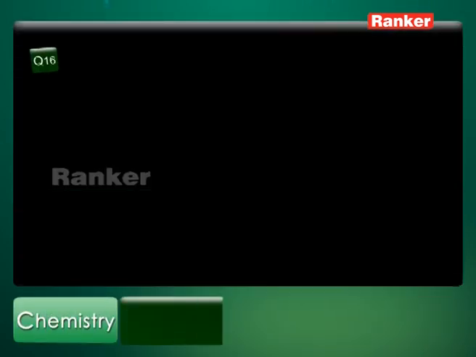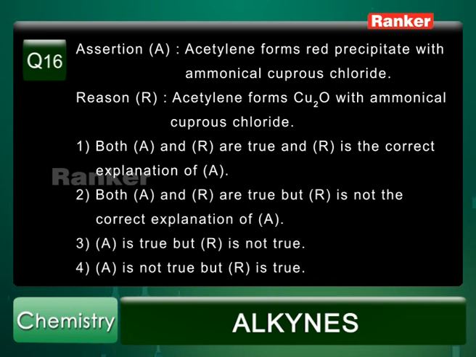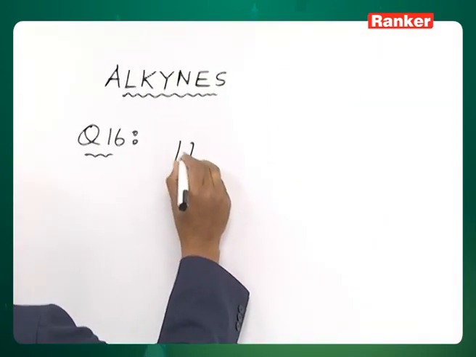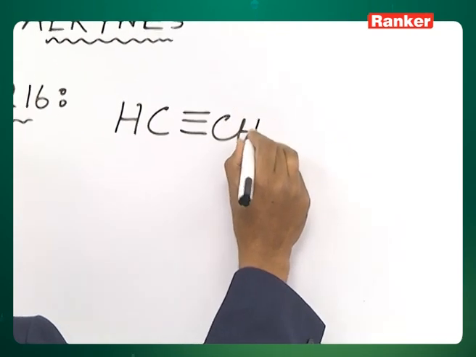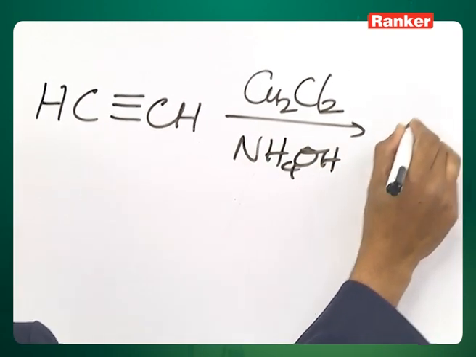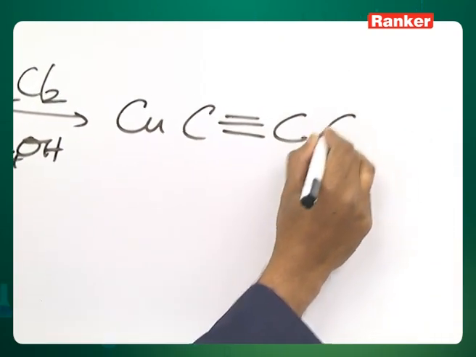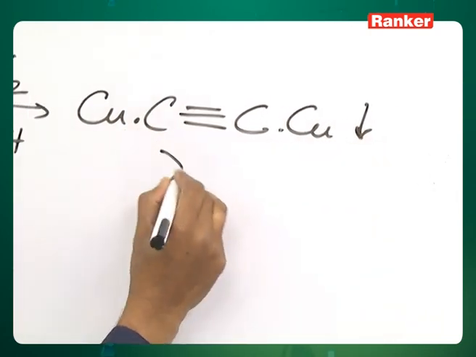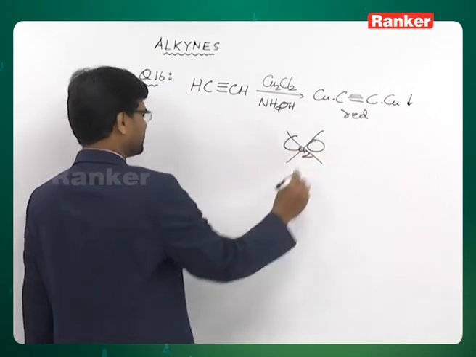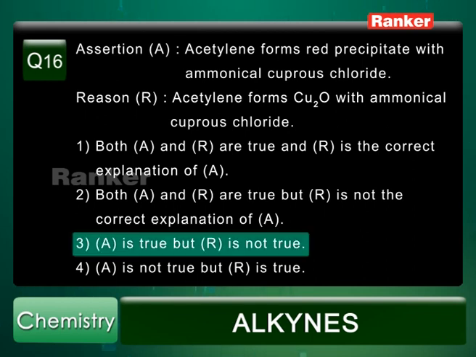Question number 16. Acetylene forms a red precipitate with ammonical cuprous chloride, and the reason given is acetylene forms Cu2O with ammonical cuprous chloride. Actually, the reason given is not correct. When acetylene reacts with cuprous chloride Cu2Cl2 in presence of ammonium hydroxide, it forms cuprous acetylide. This is responsible for the red precipitate. It is not due to Cu2O. Cu2O formation does not take place here. So, the correct answer therefore is the third option. A is true, but R is not true.